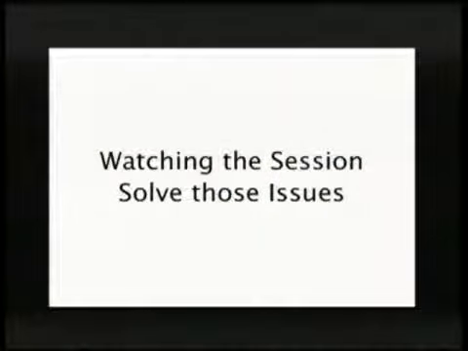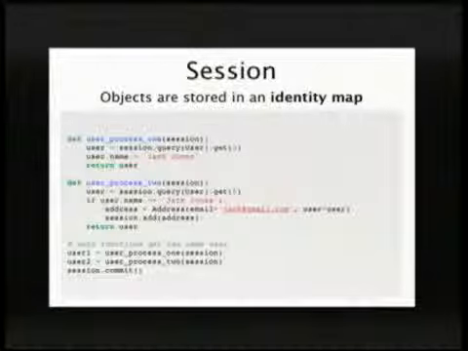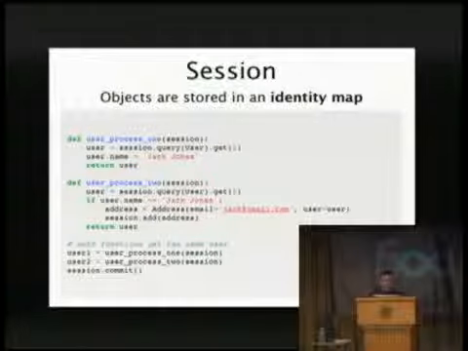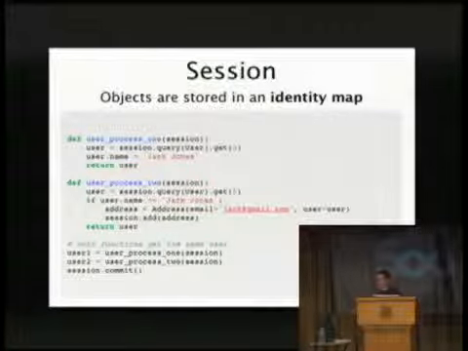Great, so credit them. So, watching the session solve all of those issues, we'll go through all the same blurry code you couldn't see before in terms of the SQLAlchemy session. Objects are stored in an identity map. So if we have two different functions calling up user ID number 5, we get the same user object back each time from that session.